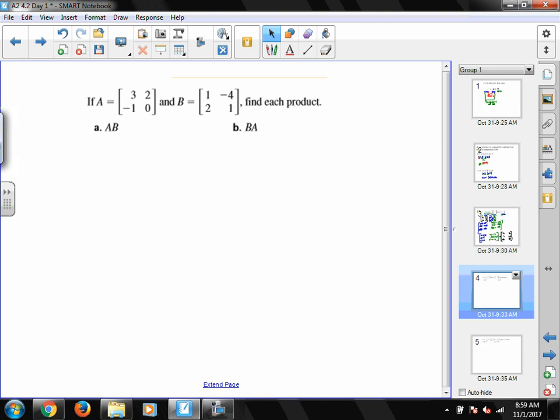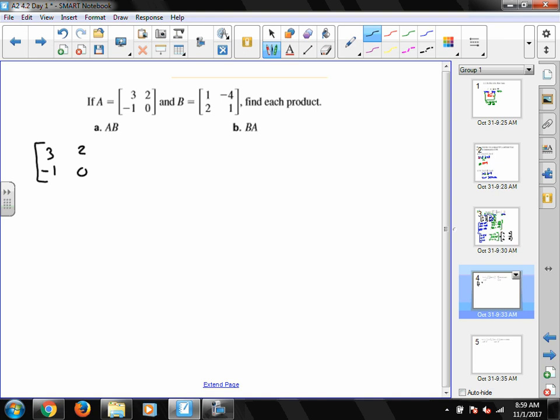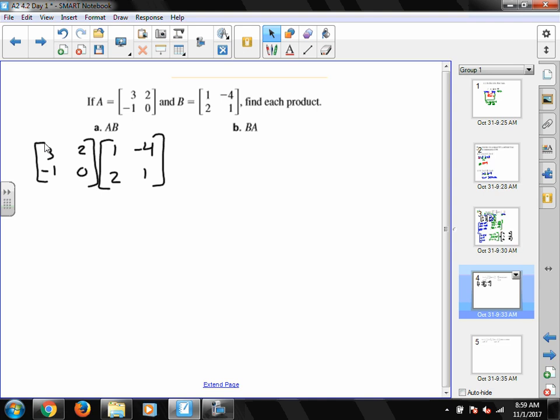One more for you today. If A is this matrix, B is this matrix, we're going to find the products. First of all, AB. So that means I am going to multiply 3, negative 1, 2, and 0 times 1, 2, negative 4, 1, and see what I get. Again, same process. They're 2 by 2, both of them. So we should end up with a 2 by 2 at the end.